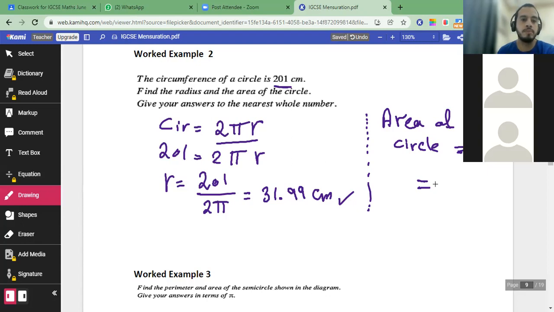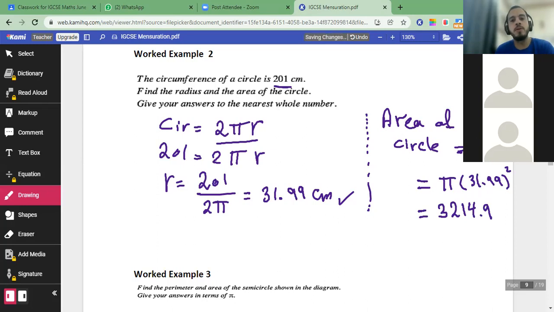31.99 squared times pi. It gives 3214.9 ... 3215.009.